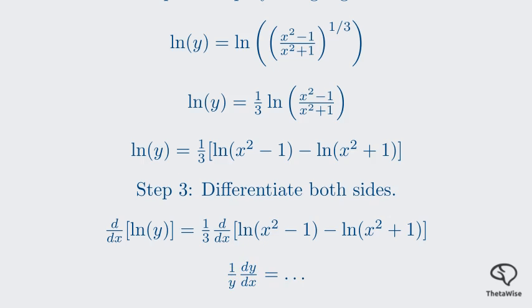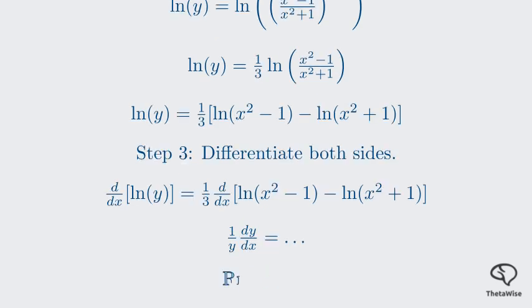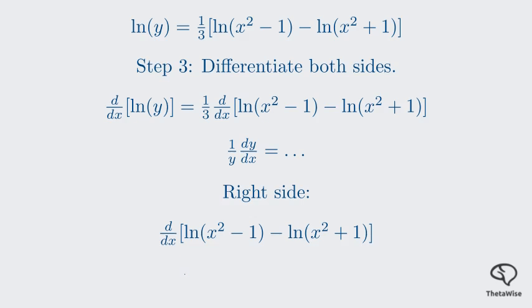We differentiate each term inside the brackets. The derivative of ln(x²−1) is 1 over (x²−1) times the derivative of the inside, which is 2x. Similarly, the derivative of ln(x²+1) is 1 over (x²+1) times its inside derivative, also 2x. Notice the minus sign from the quotient rule.